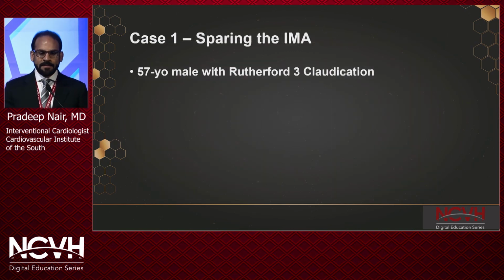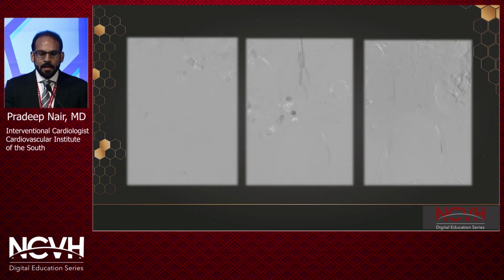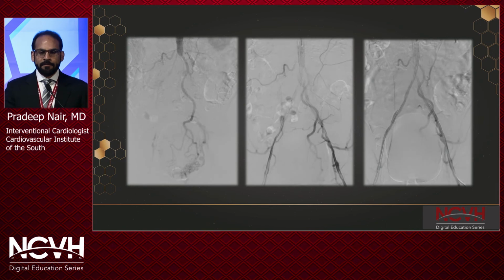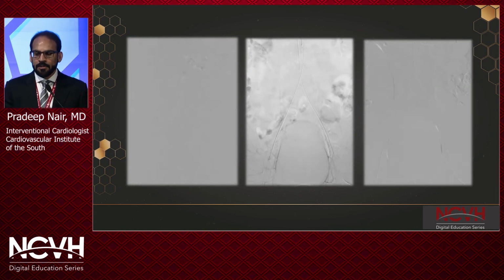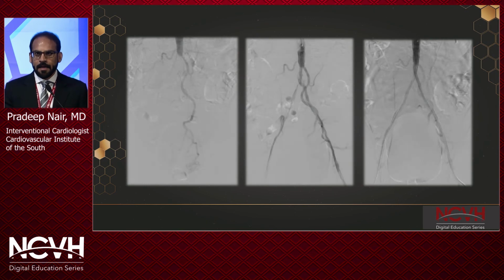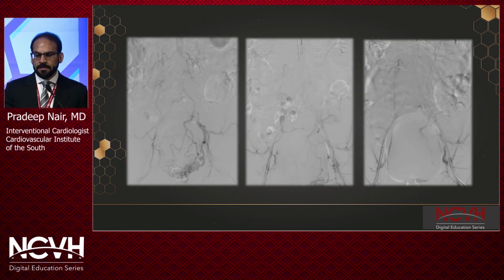So here are a few cases. A 57-year-old male with Rutherford III claudication. He had a distal aortic occlusion at the level of the IMA. We did a single aortic stent strategy followed by kissing covered aortoiliac stents and external iliac stents with a good angiographic result.